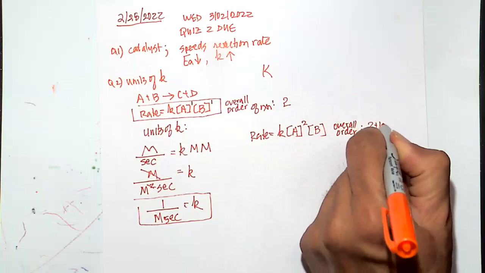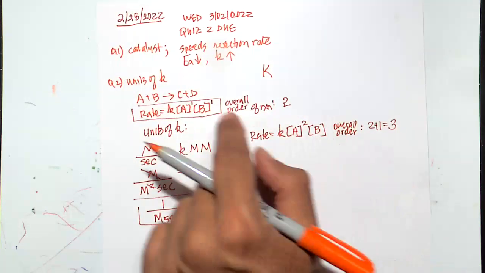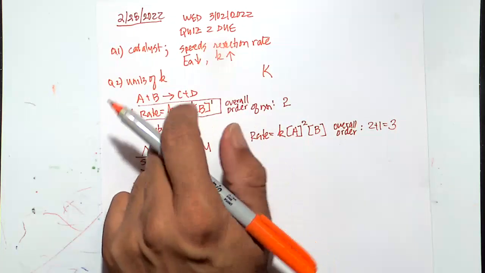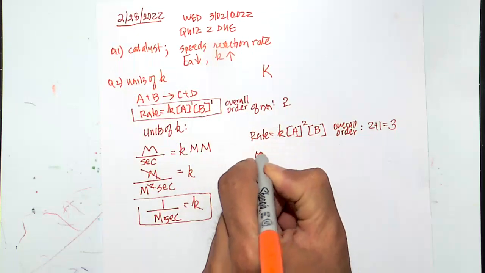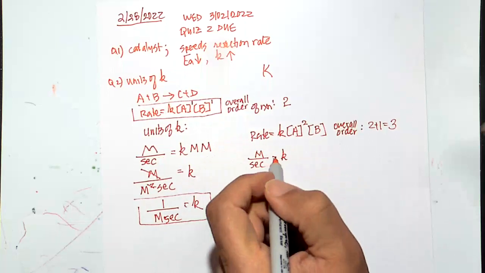2 plus 1 is 3. Okay, so the overall order of the reaction is 3. Overall order of the reaction, 2 plus 1 is 3. 1 plus 1 is 2, overall order. Units, so this would be M over second equals rate constant k.